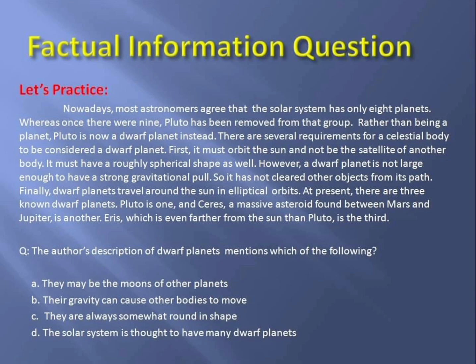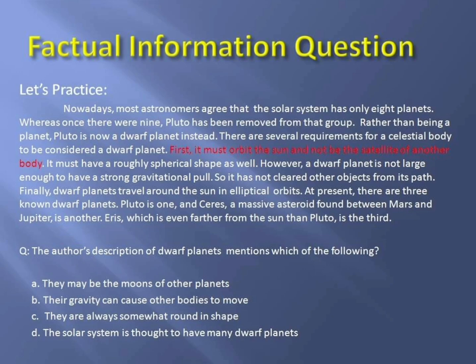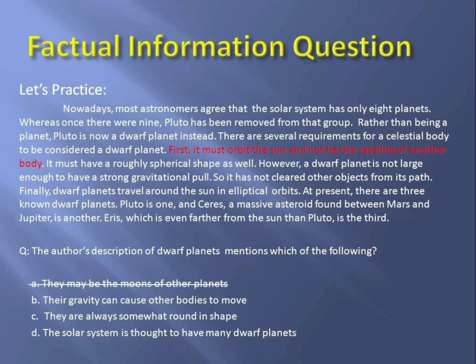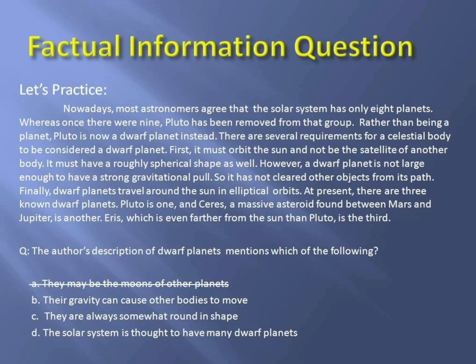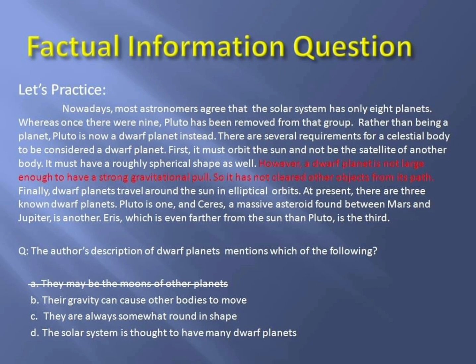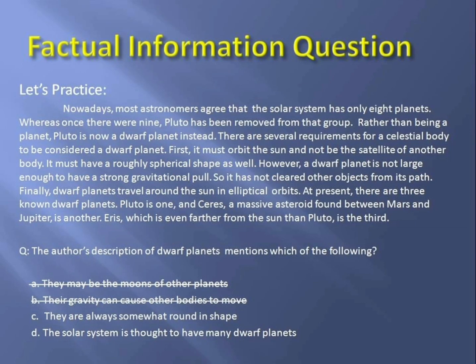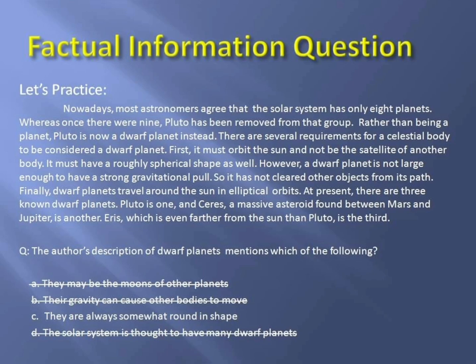Let's find out why. Answer choice A is wrong because dwarf planets may not be moons as mentioned in this part of the paragraph, so let's cross that out. Choice B is also incorrect since dwarf planets' gravitational forces are so weak that they cannot make other objects move, as seen again in this part of the paragraph. Answer choice D is also wrong because although the statement may be true, it is not mentioned in the paragraph at all. So this leaves us with only answer choice C.